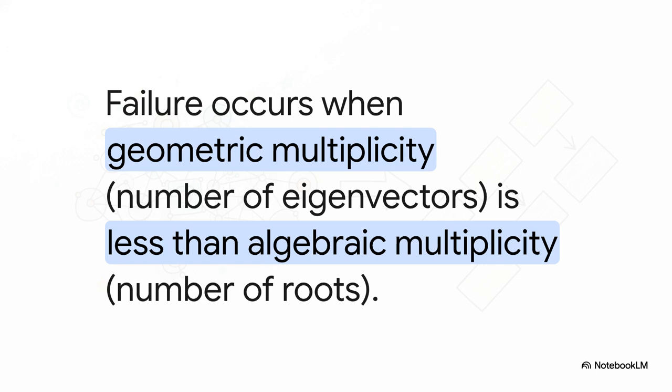So why does this happen? Well, sometimes an eigenvalue pops up more than once when we solve our characteristic polynomial. For this to work, we need to find a unique, independent eigenvector for each of those repeats. If we can't, if a repeated eigenvalue only gives us one magic direction instead of the 2 or 3 we need, then the whole process breaks down. We just don't have enough axes to build our new, simple world.